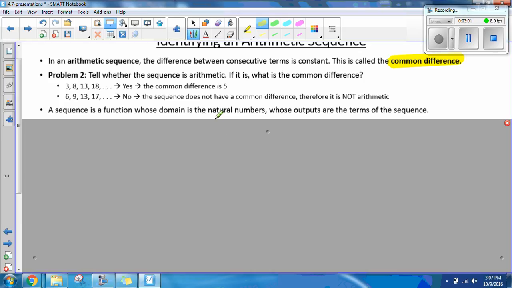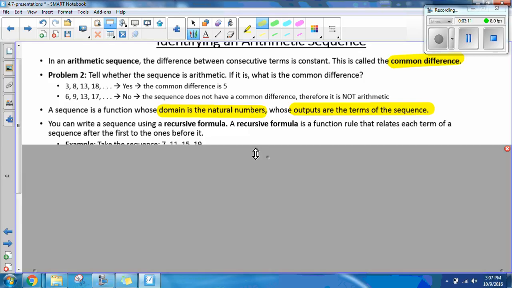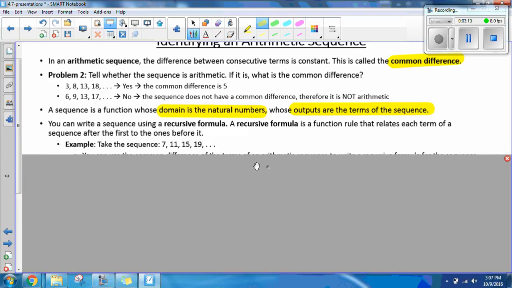A sequence is a function whose domain is the natural numbers, and the outputs are the terms of the sequence. You can write a sequence using a recursive formula. A recursive formula is a function rule that relates each term of a sequence after the first to the ones before it. For example, we have 7, 11, 15, and 19.